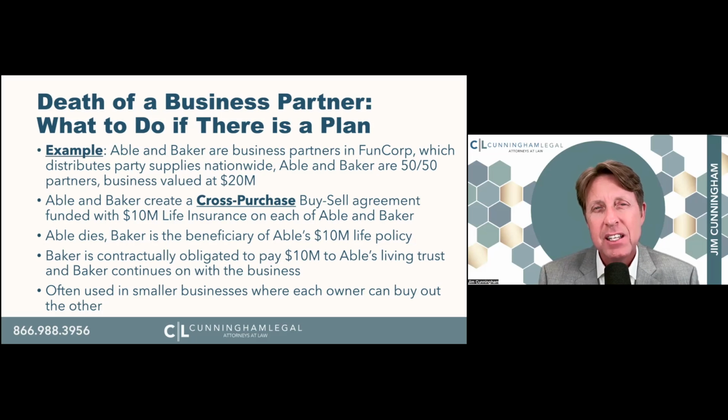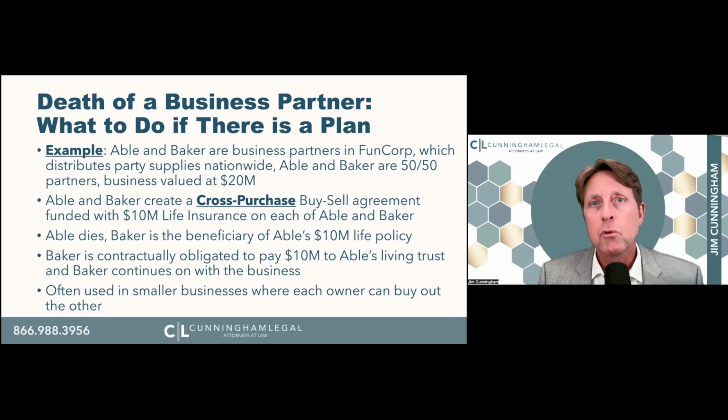So Baker gets the 10 million and Baker is required to buy Abel's half of the business. This is used in smaller businesses where each owner can buy out the other one. It doesn't have to be funded with life insurance, but oftentimes people don't have 10 million to buy somebody out. That's a fairly large number. You could take off a zero. Let's say the business is worth 2 million. Baker may not have $1 million to buy out Abel.